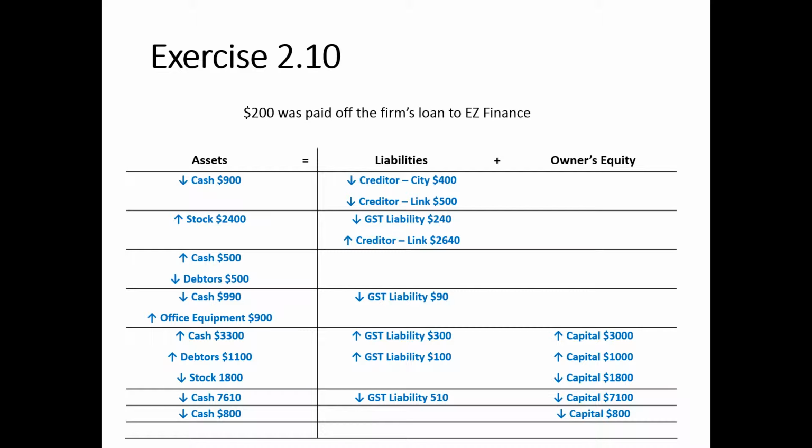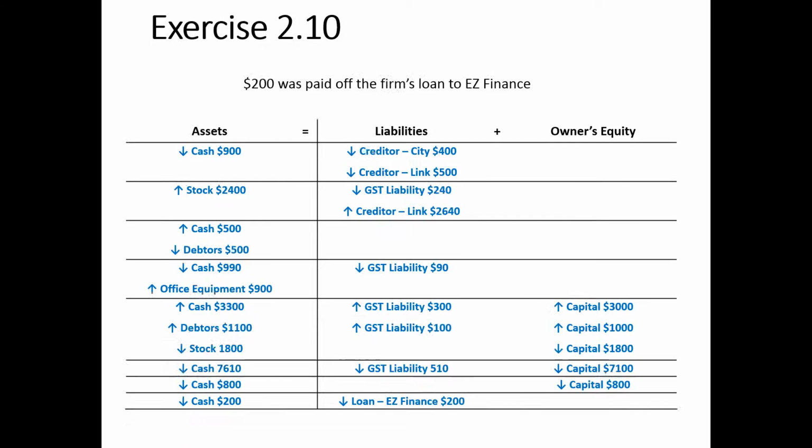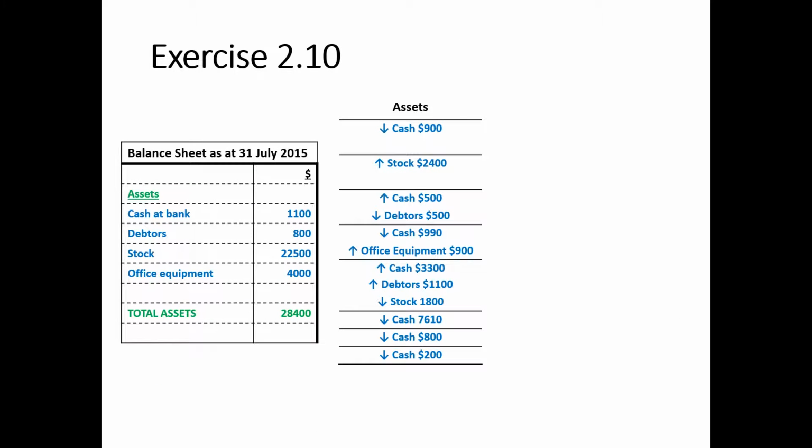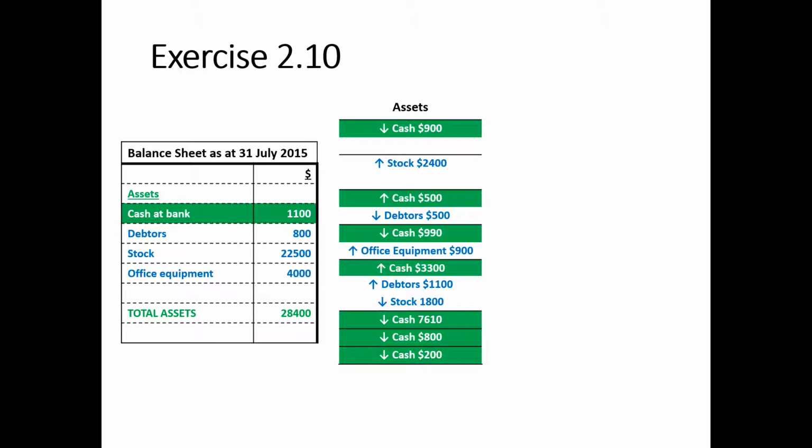And lastly, $200 was paid off the firm's loan to Easy Finance. We've got less money, but we'll also lower the loan amount that we owe to Easy Finance. So that's how we use the transaction tool, but there's no marks for that. So what we subsequently need to do is to take the old balance sheet on the left and then turn it into a new balance sheet on the right.